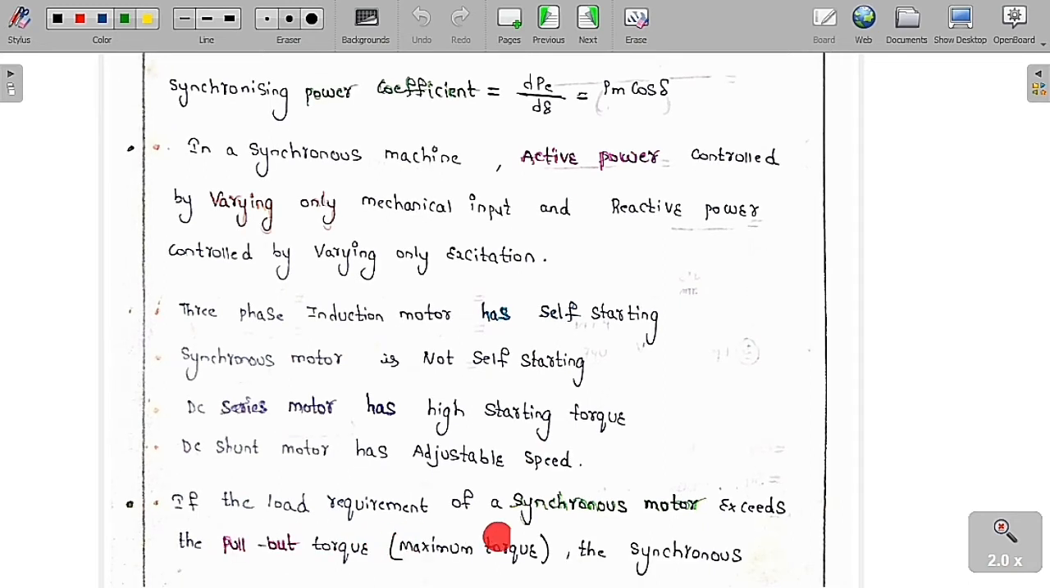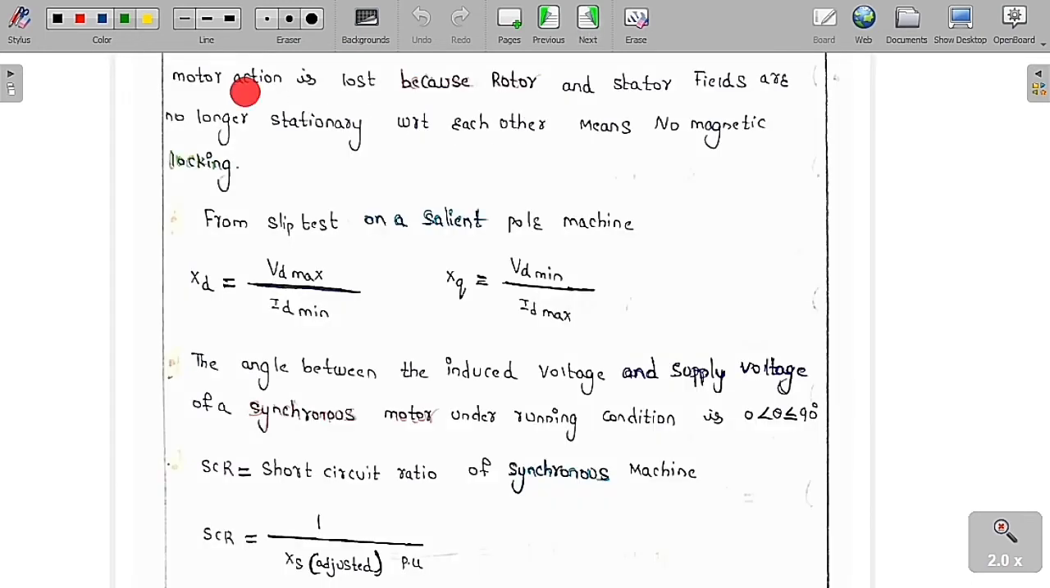If the load requirement of a synchronous motor exceeds the pull-out torque, the maximum torque, then the synchronous motor action is lost because the rotor and the stator fields are no longer stationary with respect to each other, meaning no magnetic locking. So listen carefully, if the load requirement exceeds the pull-out torque or maximum torque, then the synchronous motor action is lost because the rotor and stator fields are no longer stationary with respect to each other, meaning no magnetic locking.